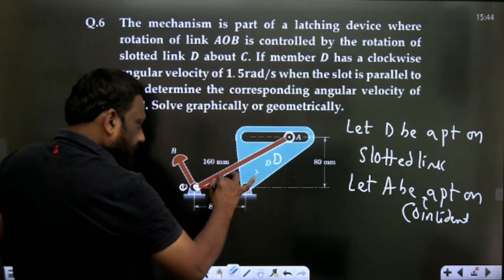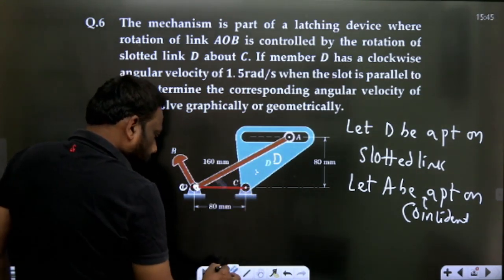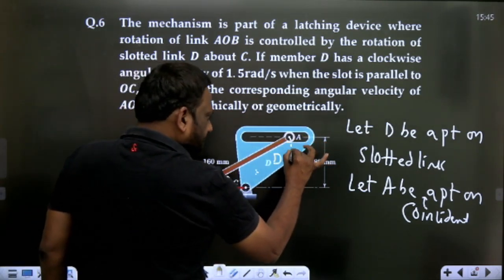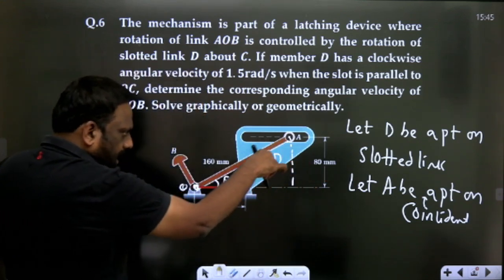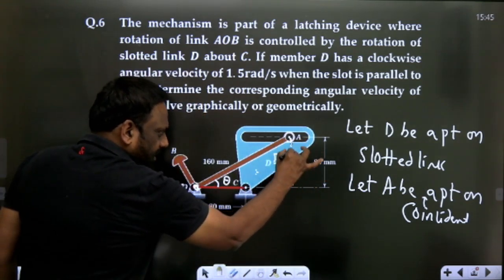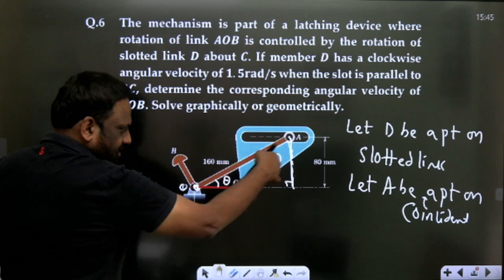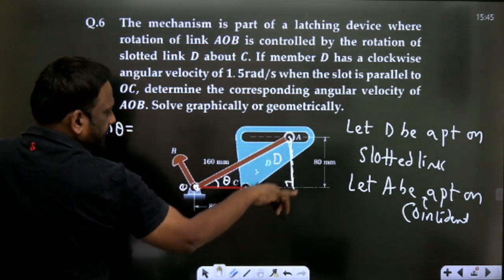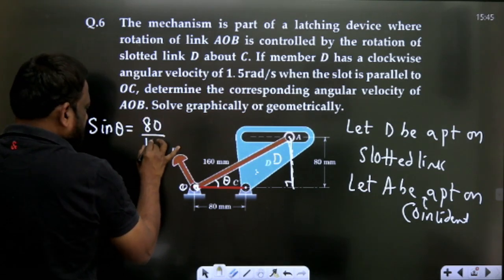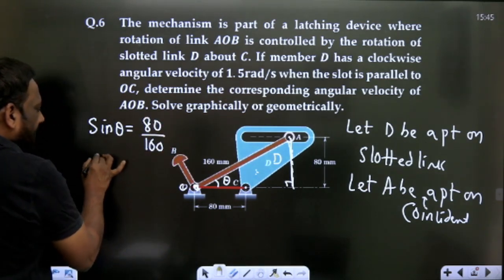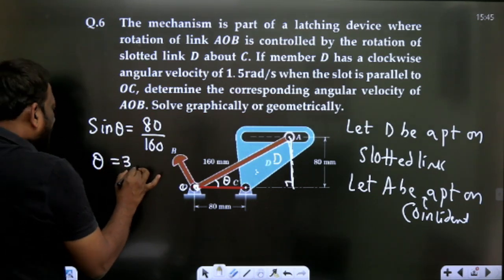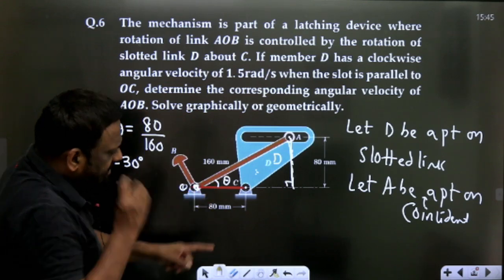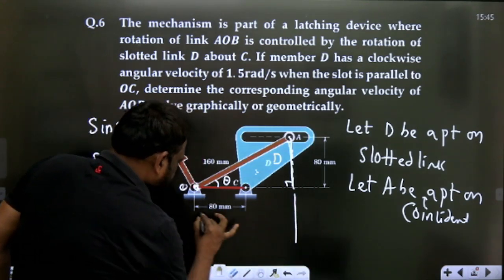My dear students, can I calculate this angle? I think we can calculate this angle because this vertical length is given as 80 and the hypotenuse, this is 90 degree. This vertical length is 80 and this is 160. So sine theta is 80 by 160. So this is half. Sine theta half means theta is 30 degree. So this angle is 30.